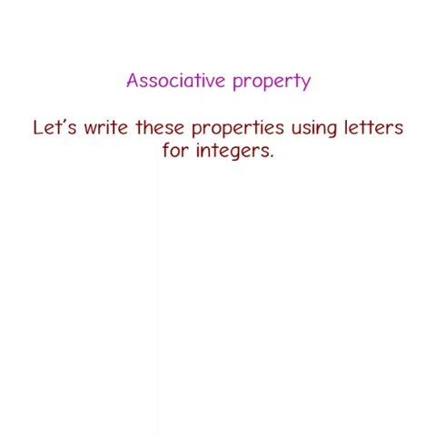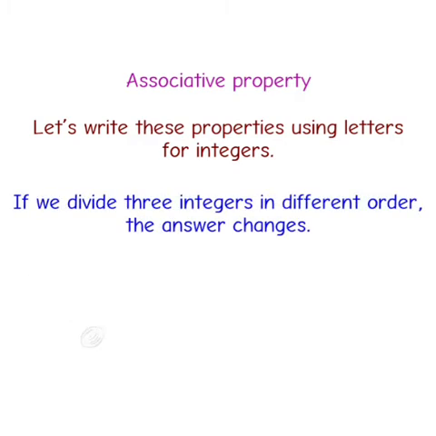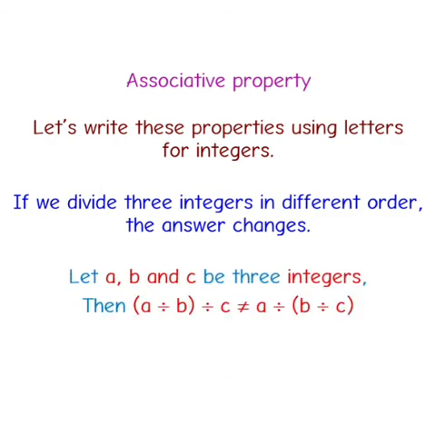Associative property. Let's write these properties using letters for integers. If we divide 3 integers in different order, the answer changes. Let a, b and c be 3 integers, then (a divided by b) divided by c is not equal to a divided by (b divided by c).